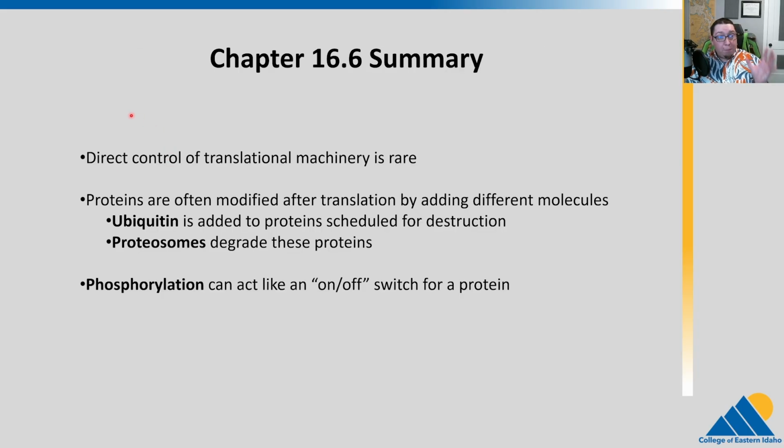All right, so we said that direct control of translation machinery is very, very rare. More often, we're seeing proteins modified in a post-translational way. So after translation, we add things to them, like ubiquitin. That was a molecule we added that scheduled a protein for destruction. Or phosphorylation, which can act like an on-off switch. So these post-translational modifications, much more common, really kind of more difficult to deal with as well, because we don't have good ways of visualizing what's happening to a protein.